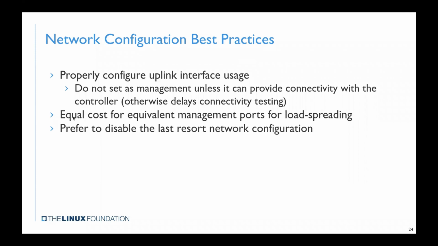And then, if you have management interfaces which are basically equivalent in terms of cost, then assign them an equal cost, because then you will get this load spreading feature. If you have two Ethernet interfaces and you put 0 on one of them and 1 on the other, even though they're equivalent, then you will not have this load spreading functionality. And then also the last resort network configuration is maybe not so recommended to be used in production. So prefer to disable it, and maybe provide the right configuration through a USB stick as an initial configuration.